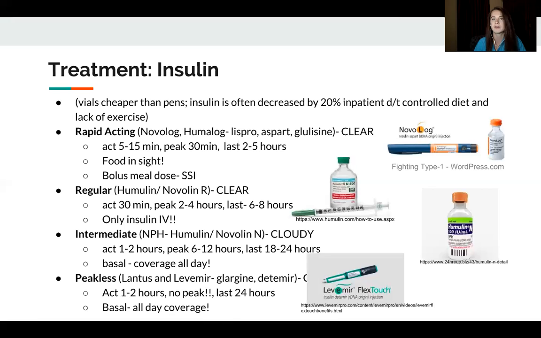So a lot of patients will have a Novolog for rapid acting before their meals, and then a Levemir either once or twice a day to help control their sugar all day long, even when they're not eating. And then there's peakless. This is your Lantus and your Levemir, or your Glargine and Detemir. They are actually clear as well, so you have to be very careful, especially drawing it from a vial, because it looks like rapid acting, but it is not. It is peakless, so there's no peak involved. It acts within 1 to 2 hours, but it lasts for over 24 hours, and this is for all-day coverage as well.